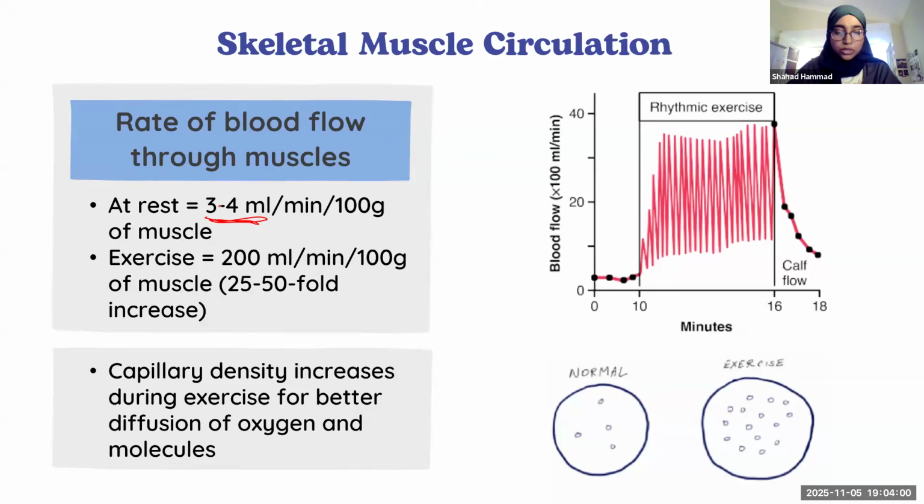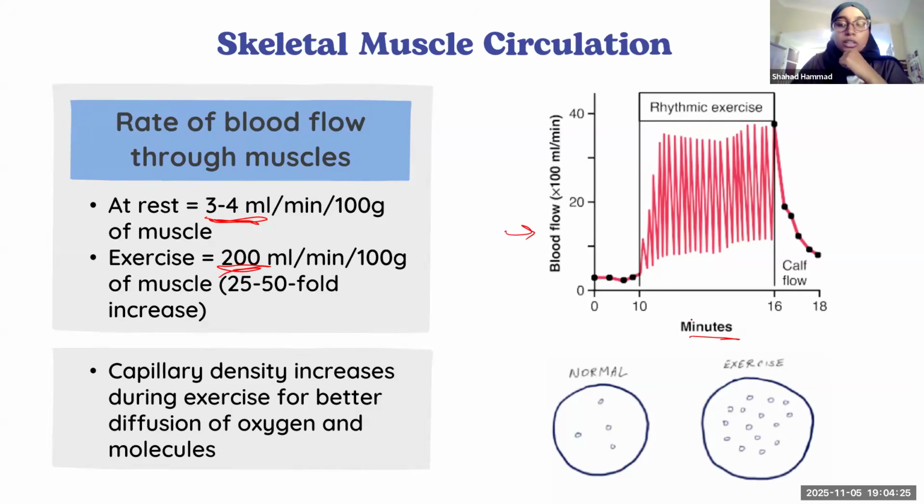However, when you are exercising, there's a higher demand for oxygen and a higher demand for blood. Because of this, 3 to 4 milliliters is not going to be enough. So what does the body do? It will try to compensate by increasing the rate of blood flow. When you start exercising, your blood flow will increase to up to 200 milliliters per minute per 100 grams of muscle. We can see this on this graph on the right.